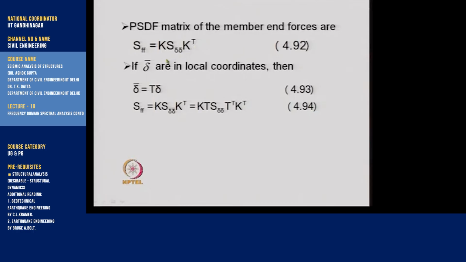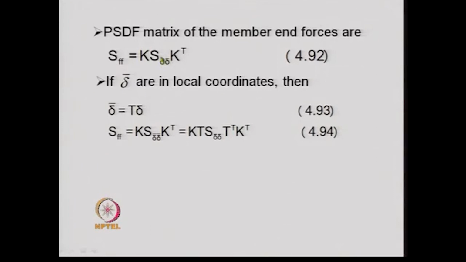This k is known, that is the member stiffness matrix, and S delta delta is for the member end displacement. So, by knowing S delta delta, one can easily find the power spectral density function of the member end forces. In many cases, we want the member end forces in the local coordinate, that is the member end coordinates. Then of course, a further transformation is required.